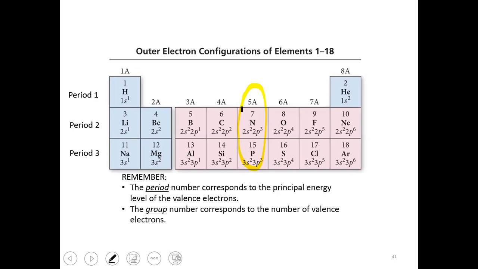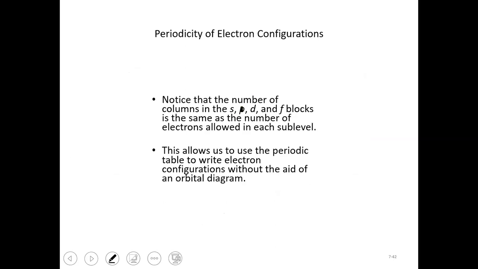Now here's another thing. Let's look at the left side there. How many columns are in that S block? 2, right? Let's count the number of columns in the P block, starting, let's say, from boron through neon. 1, 2, 3, 4, 5, 6. So ask yourself, how many electrons can you fit in an s orbital? 2, right? How many electrons can you fit in the p subshell? 3 orbitals, 2 electrons each, that's 6. In other words, the number of columns in each one of these blocks is the same as the number of electrons allowed in each subshell.